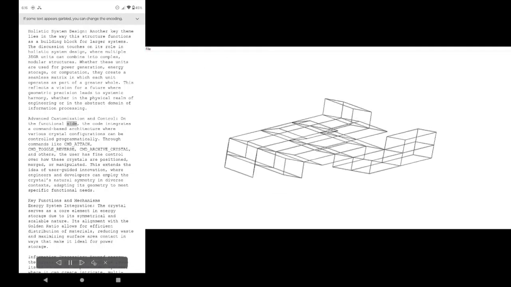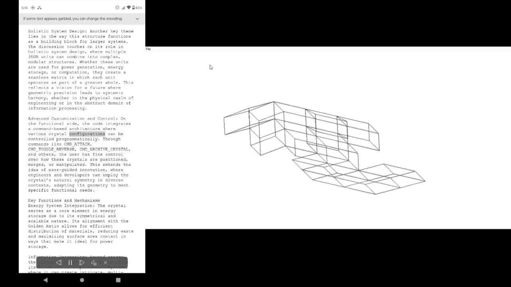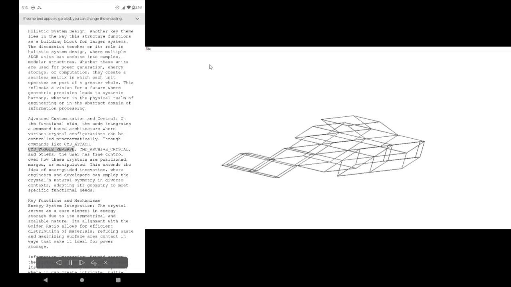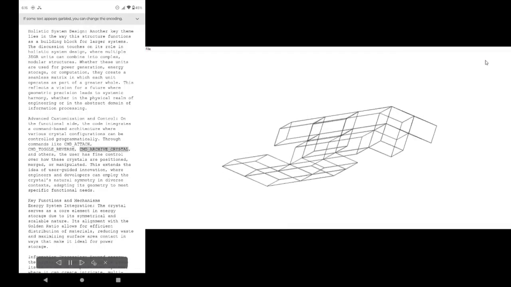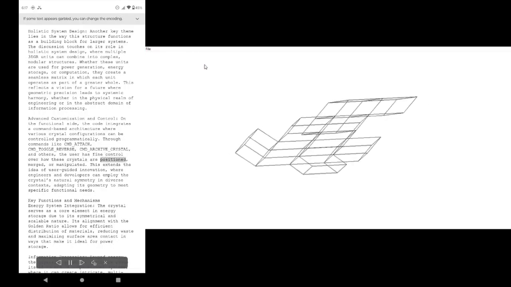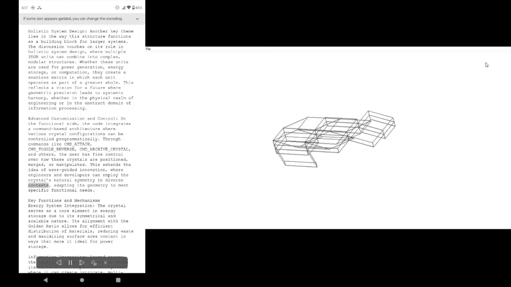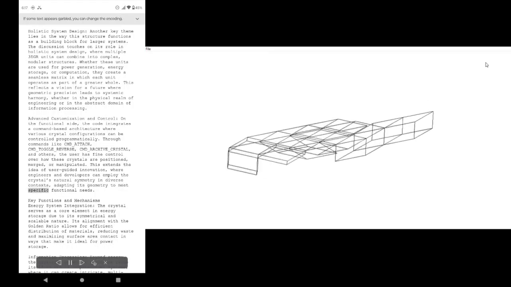Advanced customization and control. On the functional side, the code integrates a command-based architecture where various crystal configurations can be controlled programmatically. Through commands like cmd_attach, cmd_toggle_reverse, cmd_archive_crystal, and others, the user has fine control over how these crystals are positioned, merged, or manipulated. This extends the idea of user-guided innovation, where engineers and developers can employ the crystal's natural symmetry in diverse contexts, adapting its geometry to meet specific functional needs.